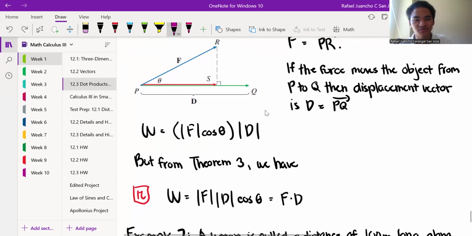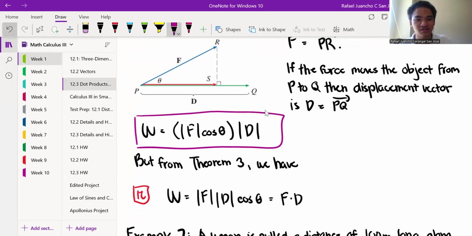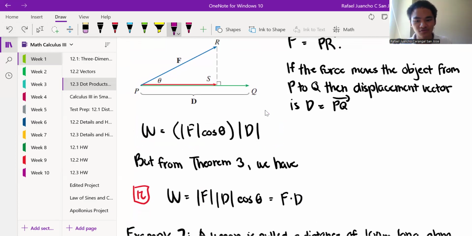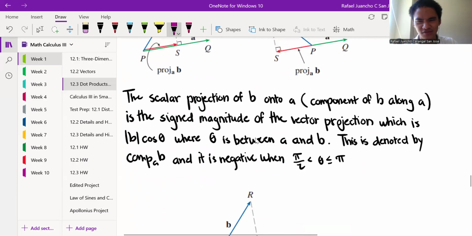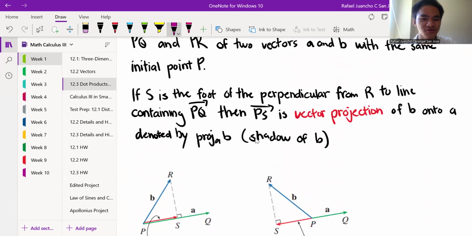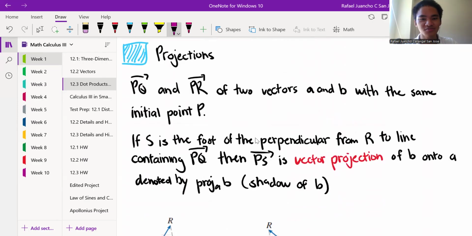And so we came up with this formula where work is basically equal to the product. We have this times this. And the first thing is the length of F, the vertical lines, times cosine theta. And that's basically the component of force along D. So what do we mean by that? Well, from our previous example, not sure if I showed this in the last video, but I'm going to show it anyway. We talked about this thing called projections.